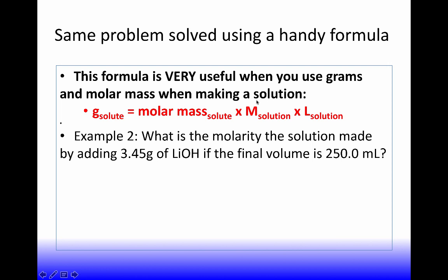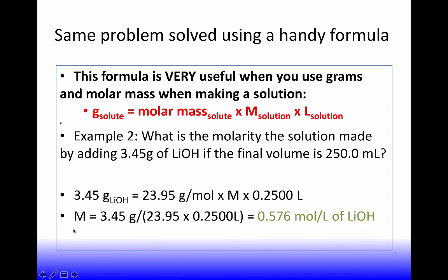So this is actually a simpler way of solving the problem that we just did. You just plug everything in. There's your grams of lithium hydroxide. There's your molar mass of lithium hydroxide. M is what we're solving for. There's your volume in liters. And molarity is just going to be exactly the same as we calculated before. It's grams divided by the product of the molar mass times liters. And then you're going to end up with 0.576 moles per liter of lithium hydroxide, just like we obtained before.